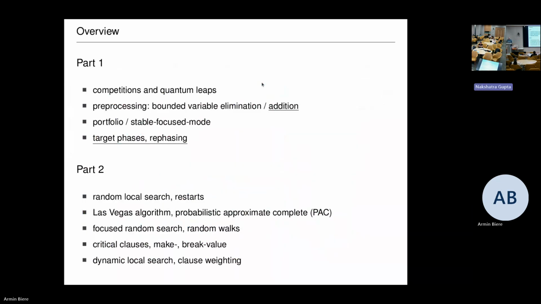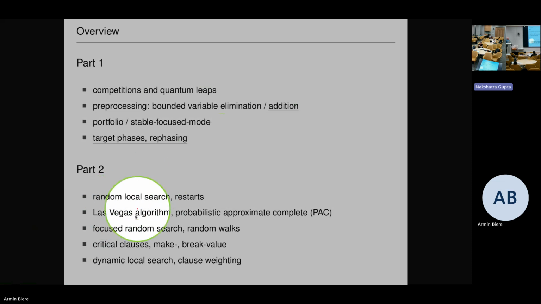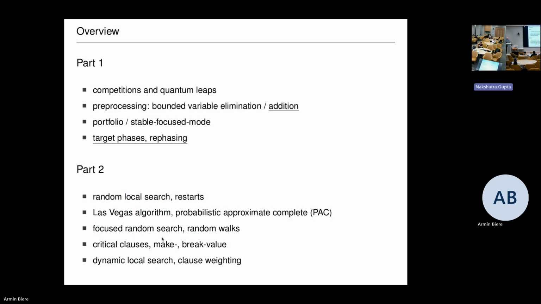Okay, so this is the plan. If I counted it right, it's 1 hour 15 for each part, and we're going to do these 2 parts first, and then at the end we're going to do an exercise on this second part. Okay, so part 1. I already started with this: competitions and quantum leaps.